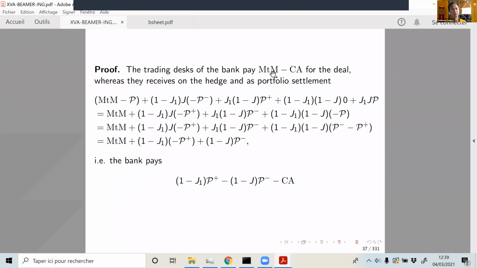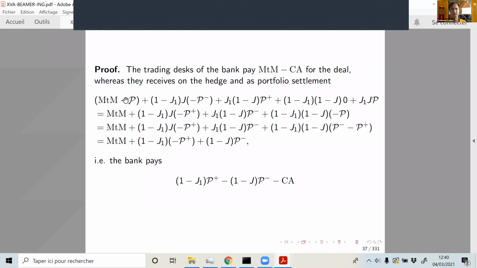So we are saying the trading desk of the bank pays MTM minus CA for the deal, whereas on the hedge and as a portfolio settlement, what do they get? So we said on the hedge side, they get this MTM minus P, whatever default events may happen.